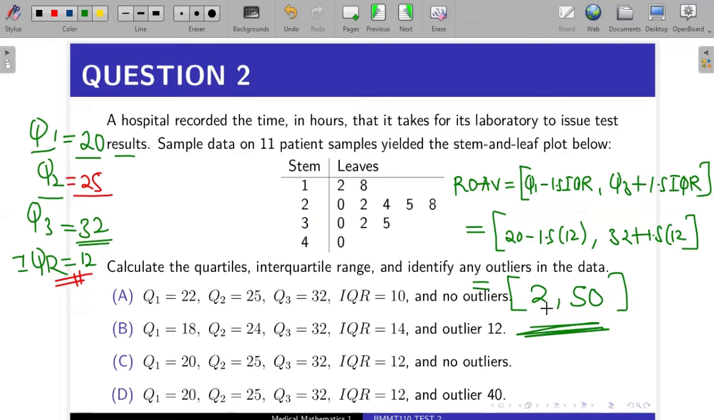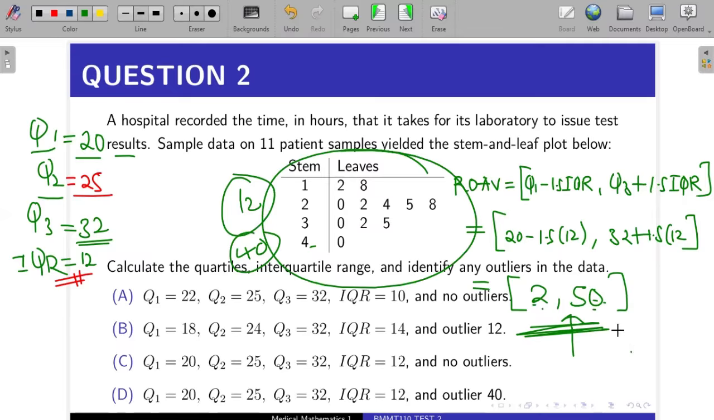So we see that from our stem, all these values that I have here are within this range because the lowest here is 12. 12 is between 2 and 50. The highest is 40. 40 is between 2 and 50. So since all the data points here are within the range of accepted values, we're going to say that our data has no outliers.